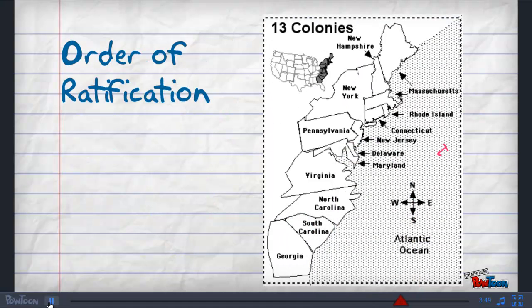The order of the ratification: first was Delaware, then Pennsylvania, 3rd, New Jersey, 4th, Georgia, 5th, Connecticut, 6th, Massachusetts, 7th, Maryland, 8th, South Carolina, and 9th was New Hampshire.